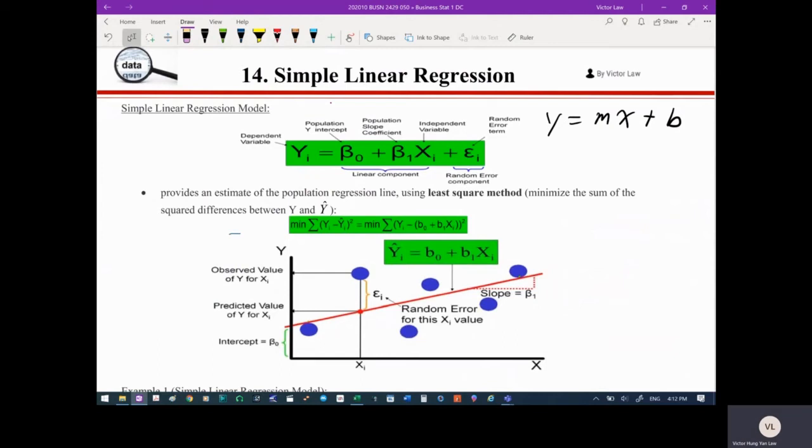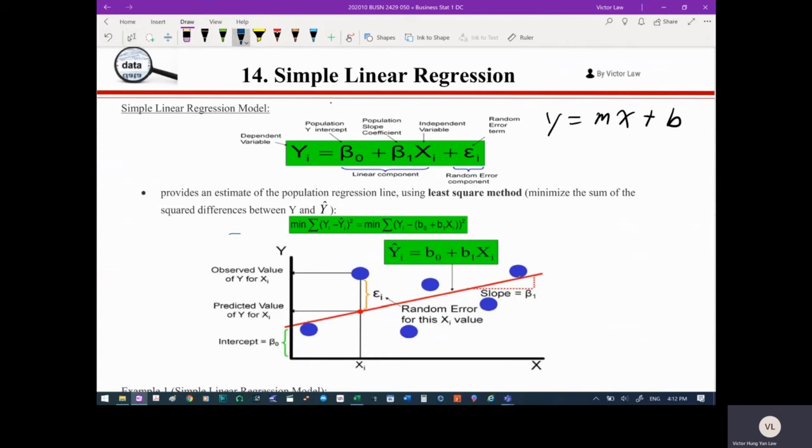Hello class, today we're learning about linear regressions, simple linear regressions. Basically, what we're learning today is what you have already learned in high school in grade 10: the equation y equals mx plus b. The only difference is that now we have different notation for the y equals mx plus b equation.